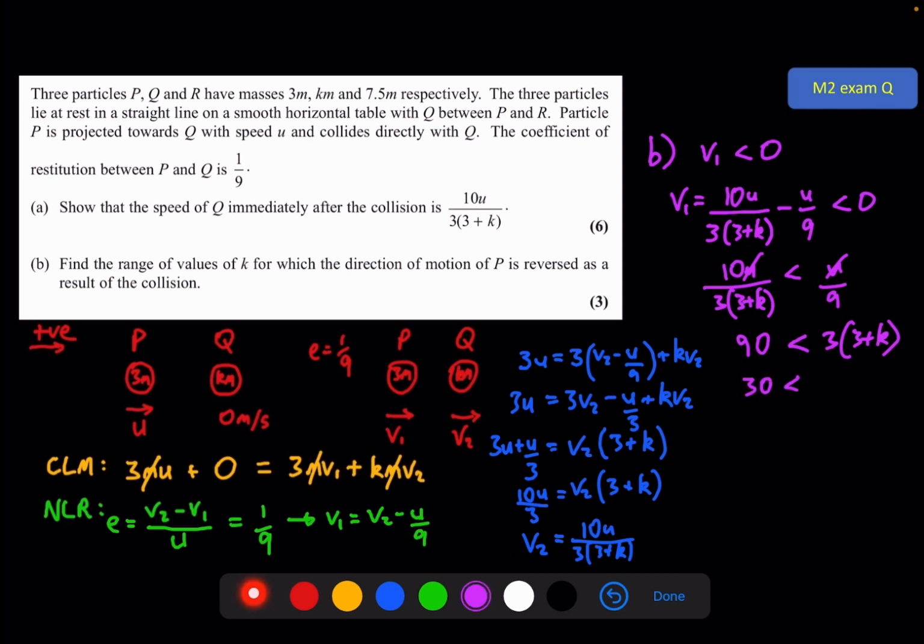I've got 30, 3 plus k, and here 27k. So k must be greater than 27. So that's a good question to summarize most of what we've done so far in this chapter.